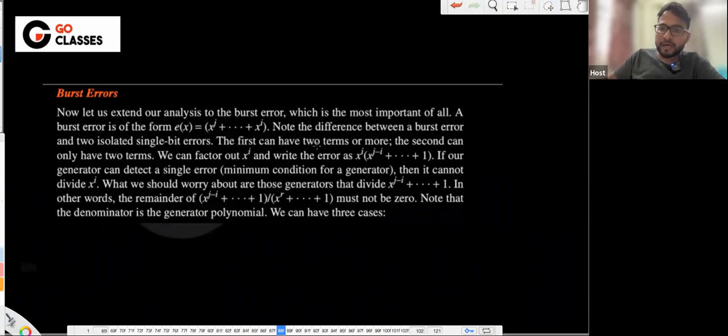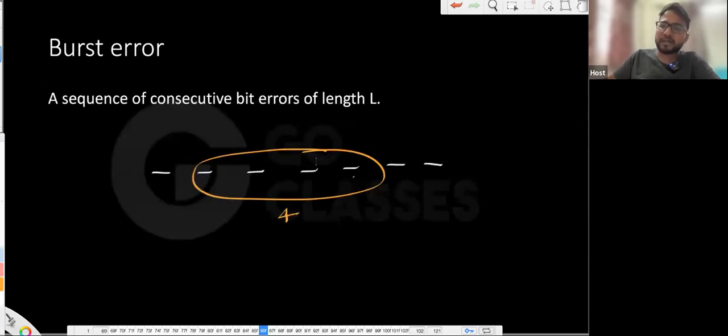The first can have two terms or more. The second can have only two terms. We can factor out x power i from here and write it as 1 plus till x power j minus i. Anyway, it is just saying that a burst error is of any length L, and it has to be contiguous. More than one bit, but we are going to redefine it: if it is a contiguous bits error, then I'm calling it a burst error.